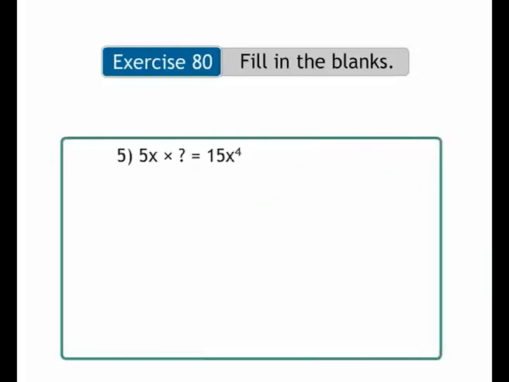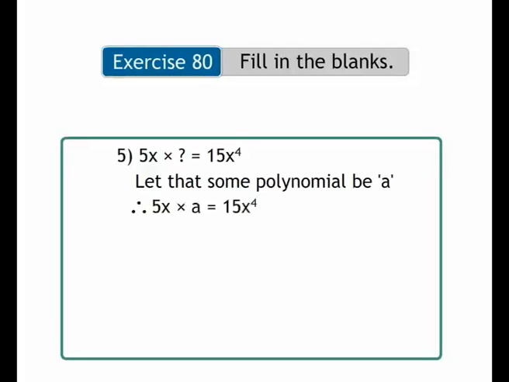5. 5x into some polynomial is equal to 15x raised to 4. Let that polynomial be a. Therefore, 5x into a is equal to 15x raised to 4. As explained earlier, to find a, we divide the coefficient of one monomial along with its variable by the coefficient of the other monomial along with its variable. Let's separate 15x raised to 4 into two parts, that is, 15 and x raised to 4. Similarly, let's separate 5x into two parts, that is, 5 and x.